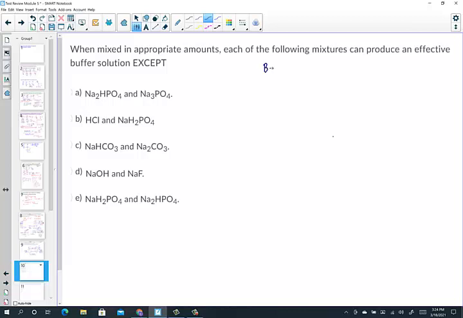Well, I know in order to produce a buffered system, we need a weak acid and its conjugate base, or we need a weak base and its conjugate acid. Those are the two criteria. So let's pick these apart one by one and see if it meets the criteria of a buffered solution. We know sodium is a spectator ion. So here we have HPO4 2-minus with PO4 3-minus. Are those conjugate pairs? Conjugates differ by just one hydrogen ion. So yes, these are conjugates. This is the weak acid and this is its conjugate base. So yes, this is a buffer.